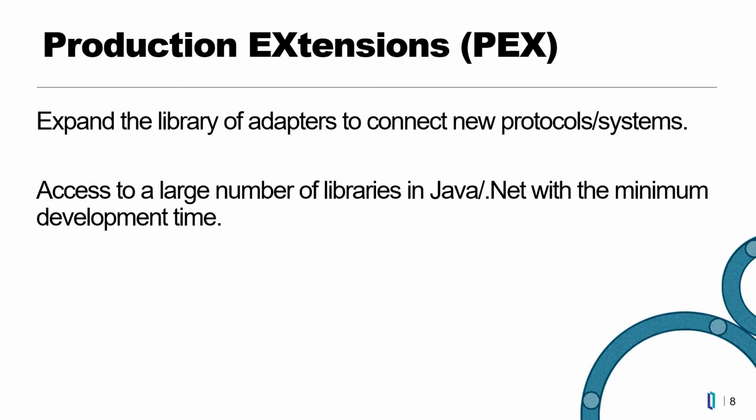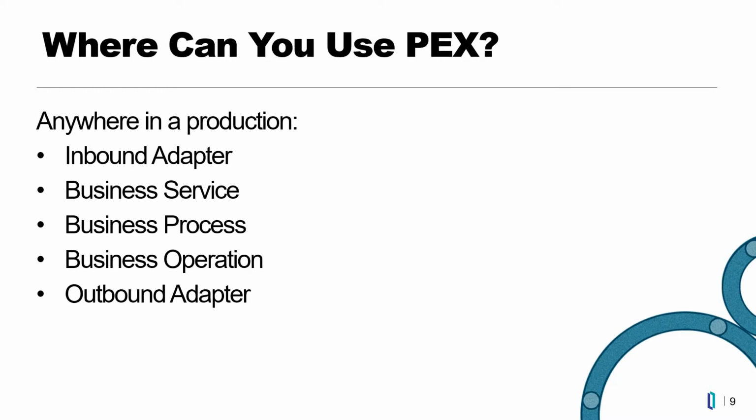And our latest addition to productions is called Production Extensions, or PEX. It expands the library of adapters, allowing you to connect new protocols and systems by leveraging a large number of libraries available in Java and .NET. And you can use it anywhere in productions. It can be a service, process, operation, or adapter. Everything can be written in Java and .NET.